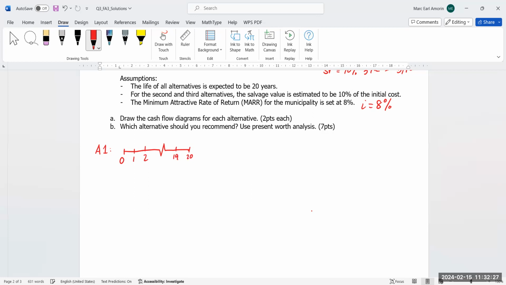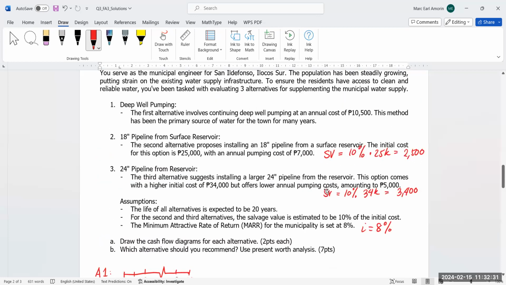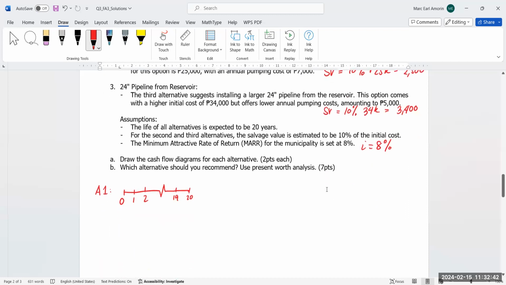Okay, so at year 0 we won't spend anything since the deep well already exists. Okay, so we will only have annual payments. So that's from year 1 up to year 20. So what we pay every year would be 10,500. So we have negative cash flows, okay, amounting to 10,500. Okay, so this is what the cash flow diagram for alternative 1 looks like.